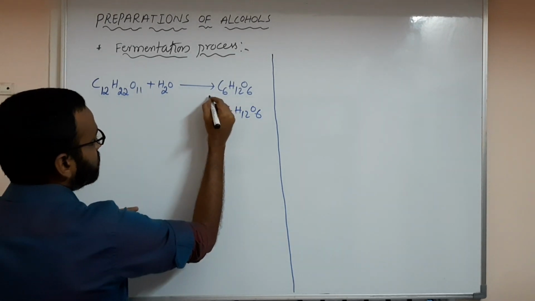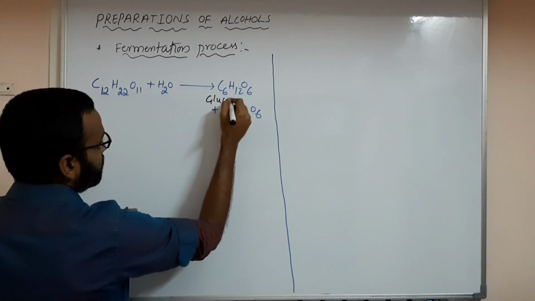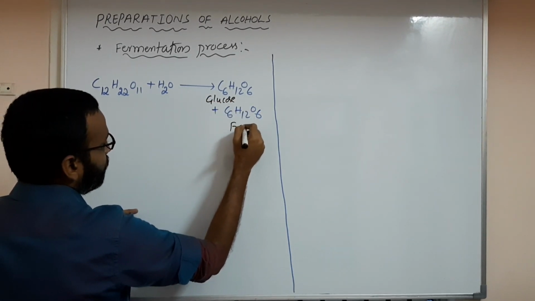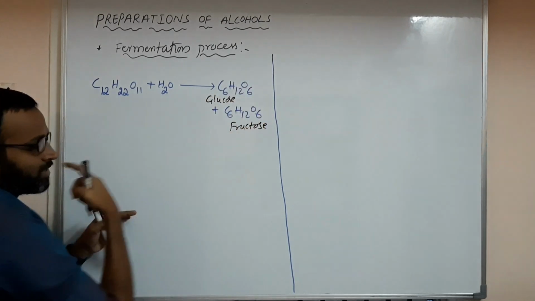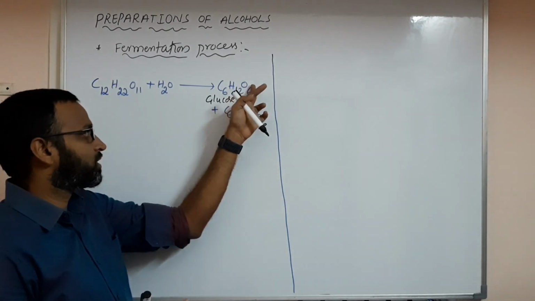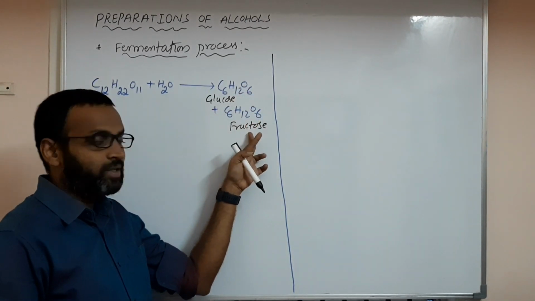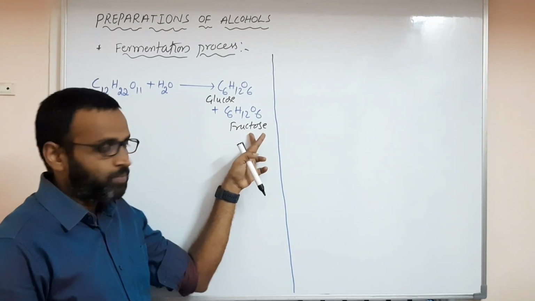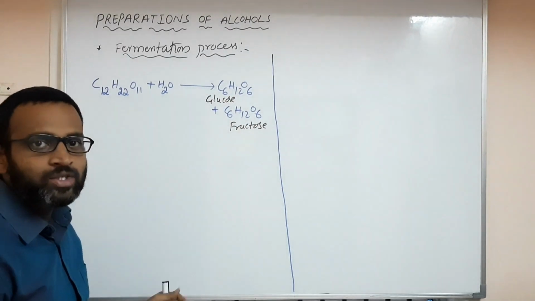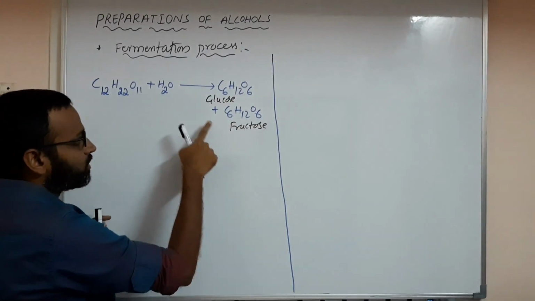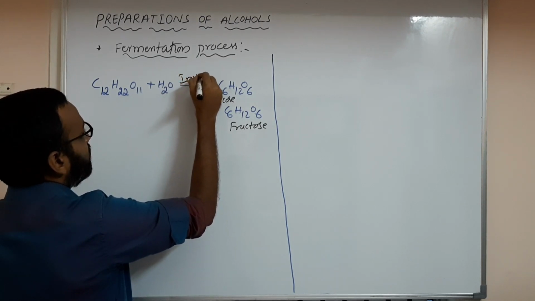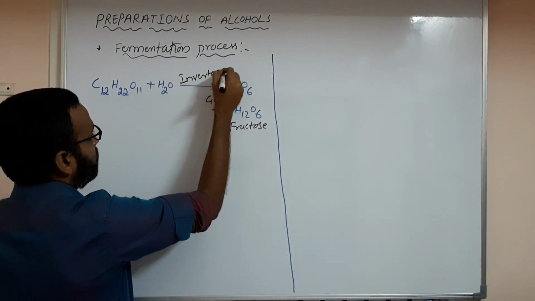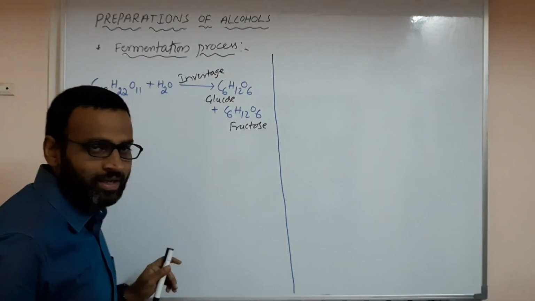The first one is glucose, and this is fructose. This is aldose, this is ketose. So here you have an aldehyde functional group in glucose, and a keto functional group in fructose. Both have the same formula, like isomers, glucose and fructose. Here we use invertase. This you know, that's why I am giving it briefly.